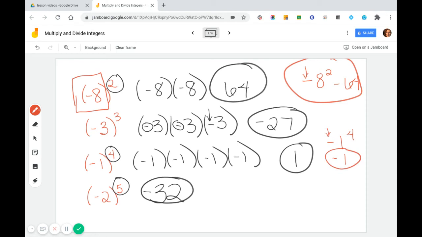So pay really close attention to whether it's in parentheses or not. If the negative is in parentheses with the number, then it is a negative number. If it's not, when you have an exponent problem, then it means do the opposite of your answer. I know it can be confusing, but those parentheses make all the difference.